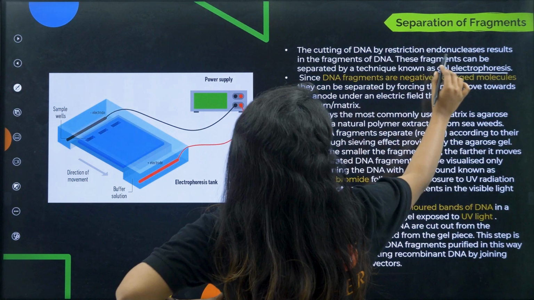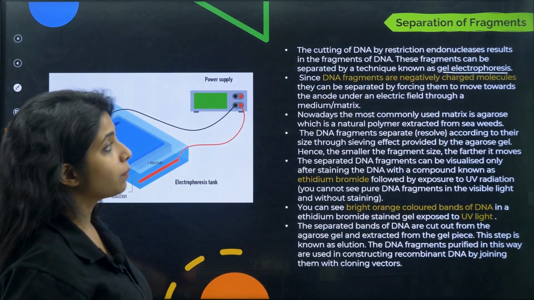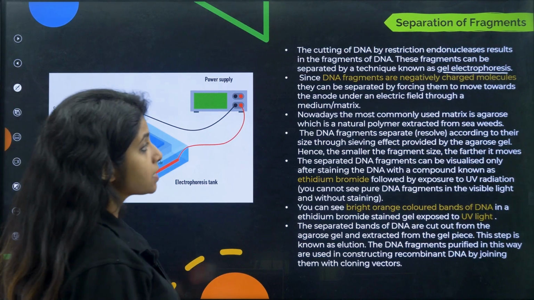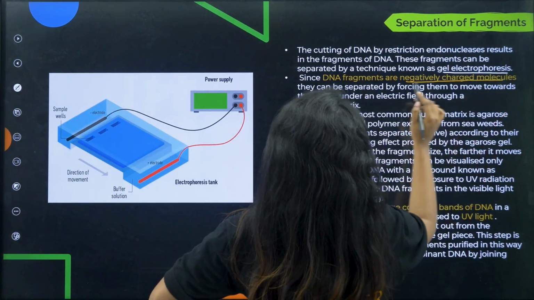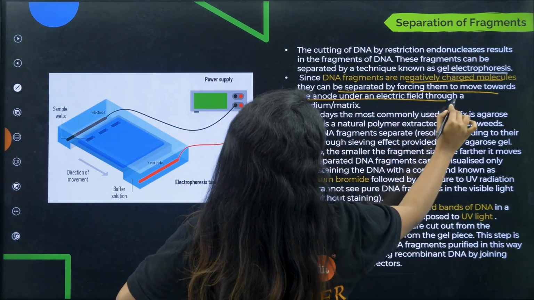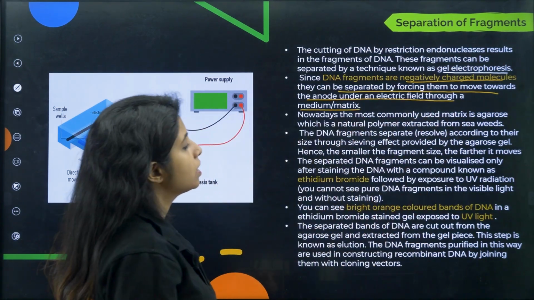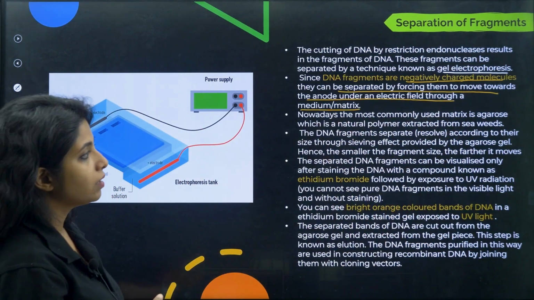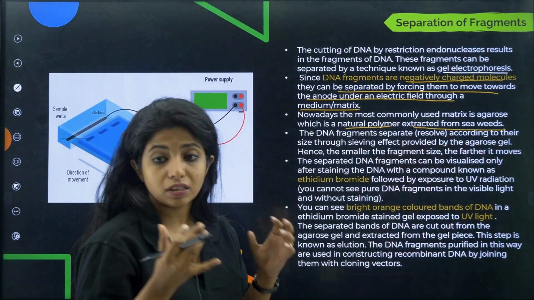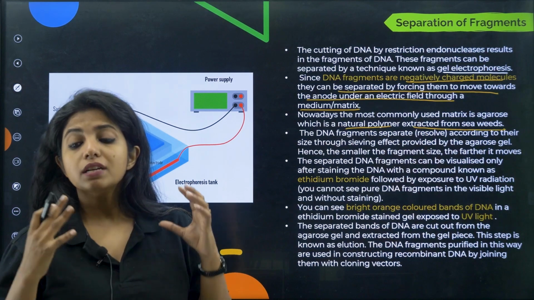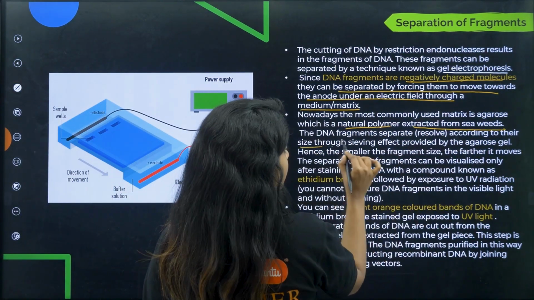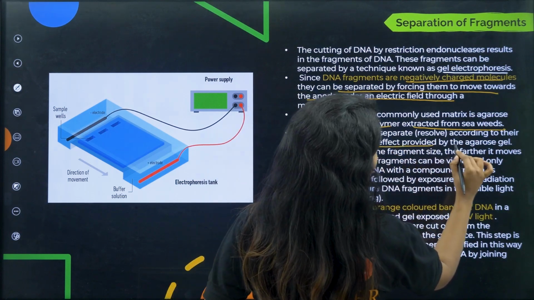The cutting of DNA by restriction endonucleases results in fragments of DNA. These fragments can be separated by a technique known as gel electrophoresis. Since DNA fragments are negatively charged molecules, they can be separated by forcing them to move towards the anode under an electric field through the medium or matrix. Nowadays, the most commonly used matrix is agarose, which is a natural polymer extracted from seaweed. So it is a naturally occurring thing and it is extracted from seaweed, children. It's not a synthetic thing. The DNA fragments separate according to their size through the sieving effect provided by the agarose gel.